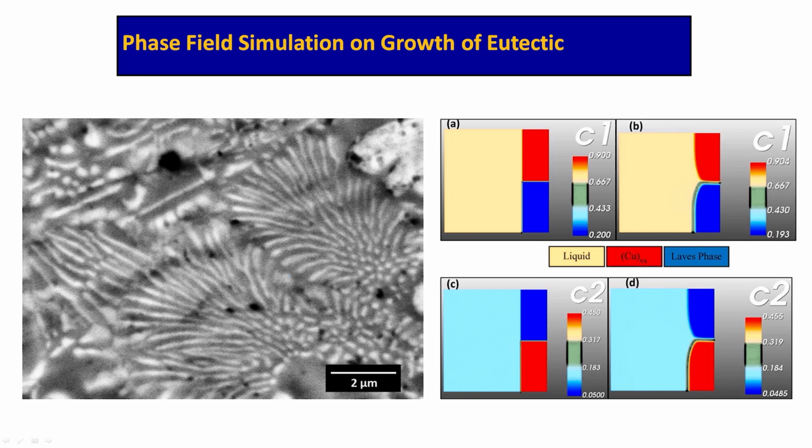You can also do phase field simulation of eutectics. This shows how a eutectic grows, with 2-phase microstructures. You can see that one is white, the other one is gray. So, we can start with liquid and 2 phases, and then you can see how the 2 phases start developing for the different conditions C1 and C2.